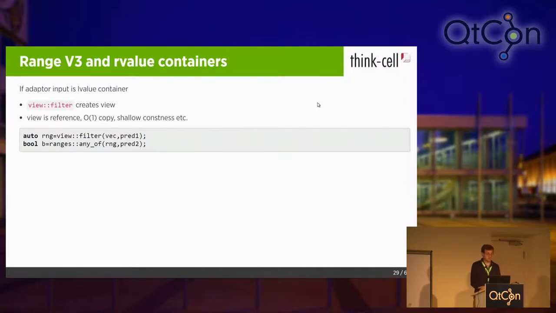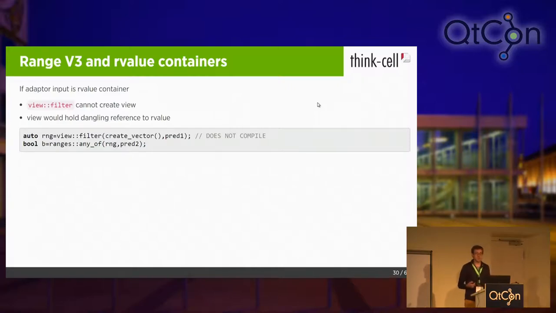Who is familiar with L value versus R value? Okay. If the adapter input is an L value container, so it's basically a vec here that has been declared elsewhere, and here you are just generating a filter object on that vector with some predicate, then this will obviously work. But what happens if you turn this into an R value? You're basically inside your filter, you are creating the vector, and directly passing it into the filter. And this is quite frequent in code that you want to do this kind of stuff. I'm talking out of experience. Well, the thing is, it doesn't compile.